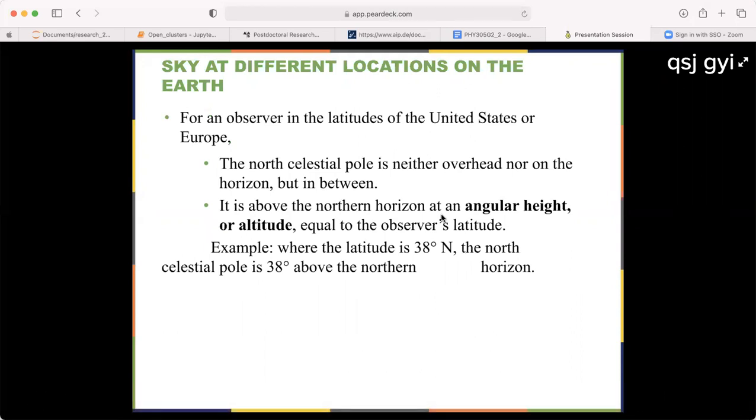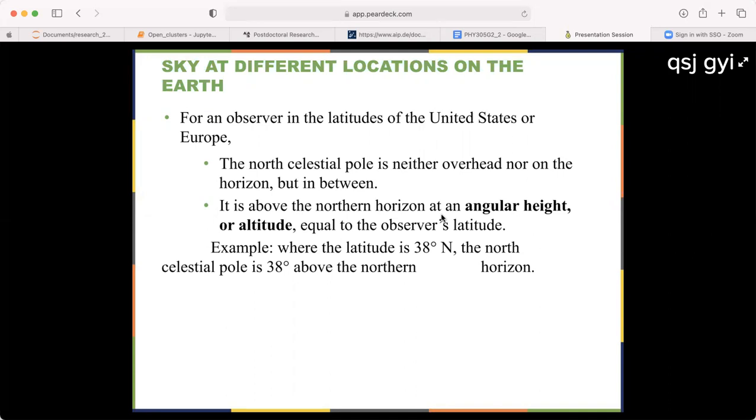Right, so we have basically talked about how the sky looks at the North Pole, the South Pole and on the equator. Now let's look at a general case, because those are specific points. Let's say there is an observer at a latitude in the United States, for example. That is a reasonable place because it is at mid latitudes. In this situation, your north celestial pole is neither overhead nor on the horizon, but in between. So this is what happens.